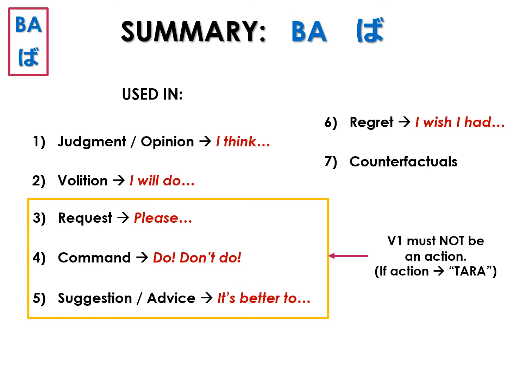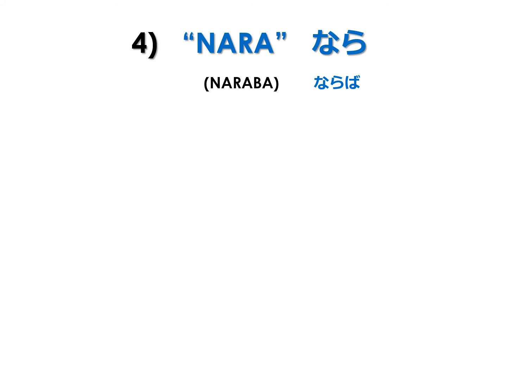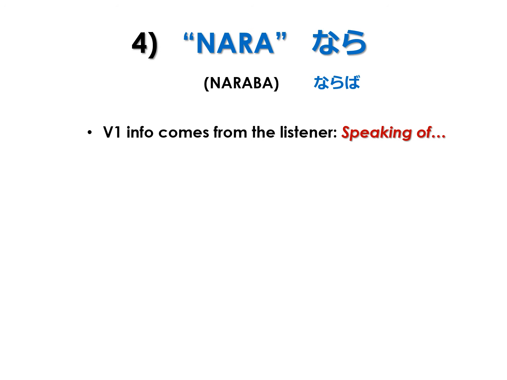The last conjugation is the nara construction. It's sometimes used as naraba. The main takeaway with nara is that information in the subordinate clause does not come from the speaker, but comes usually from the listener or somebody else. It's like saying, speaking of nantoka nantoka, or if you say nantoka nantoka.